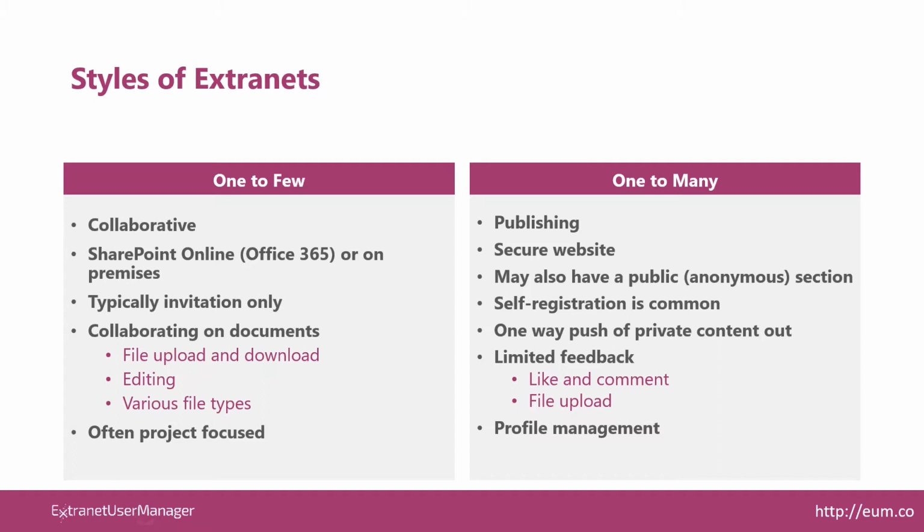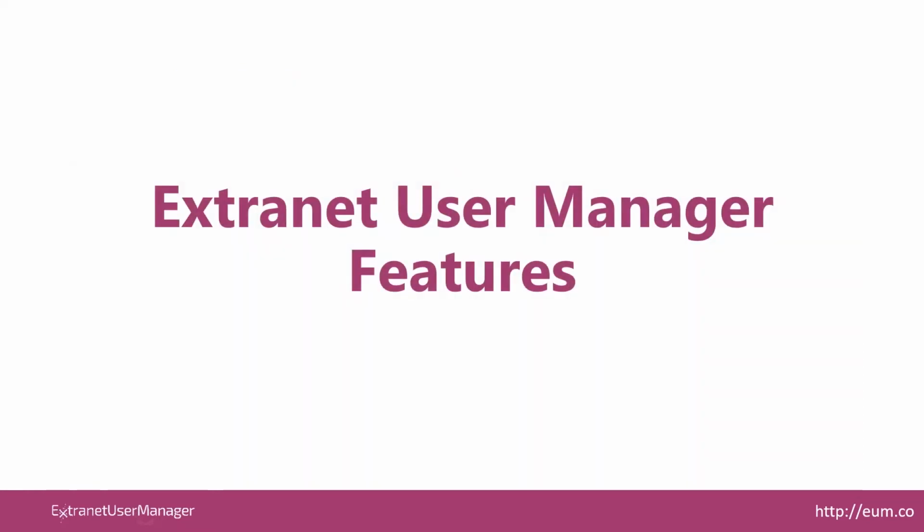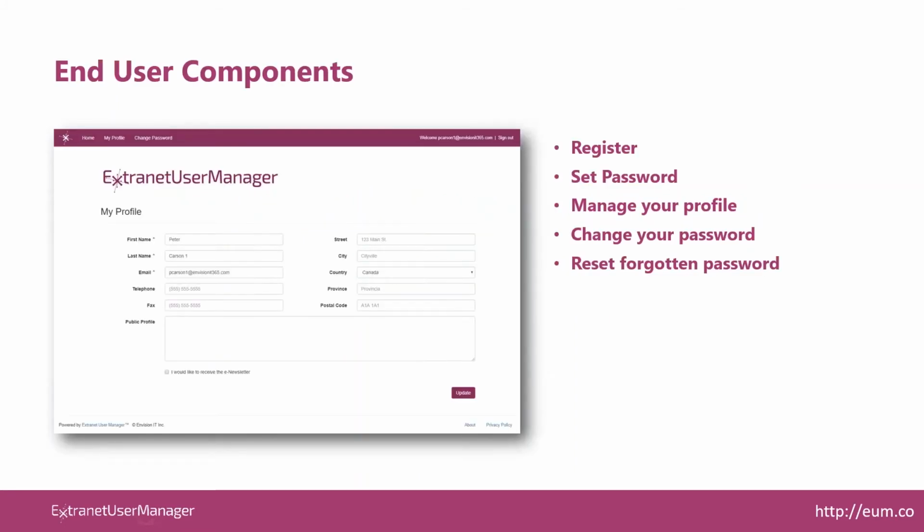So let's look at how our Extranet User Manager product fits into that and how it extends what you can do out of the box from an Office 365 point of view. So I'm going to start by taking you through a feature walkthrough, and then we'll actually dive into the product itself. So there's two main components to the product. There's an end user portion, and then there's an administration portion. So the end user is where you would go to register a new account, to set your password, to manage your profile, deal with forgotten passwords, things like that.